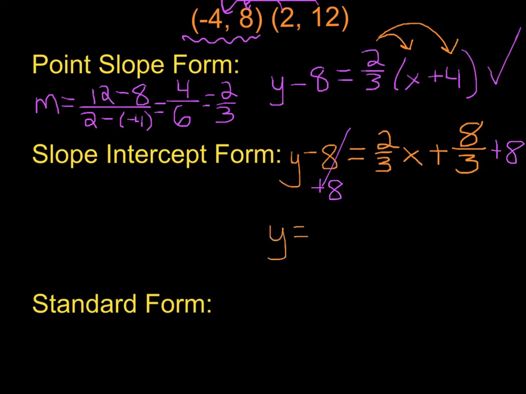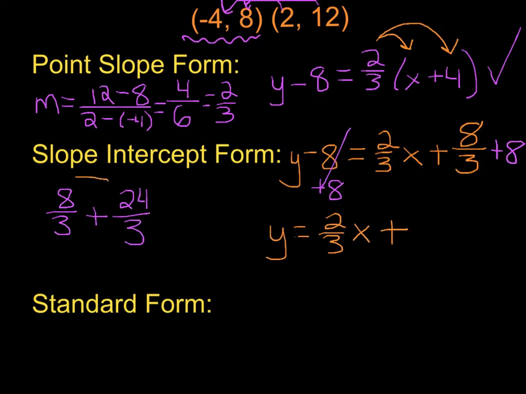So y equals 2/3 x plus, let's go over here so we can do 8/3 plus 8. Well, let's change 8 to a fraction with a common denominator, which is 24/3. So now when you add 8 plus 24, you get 32, and that's 32/3. So there's my equation in slope-intercept form.